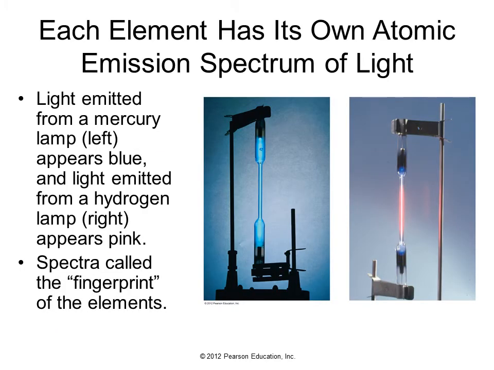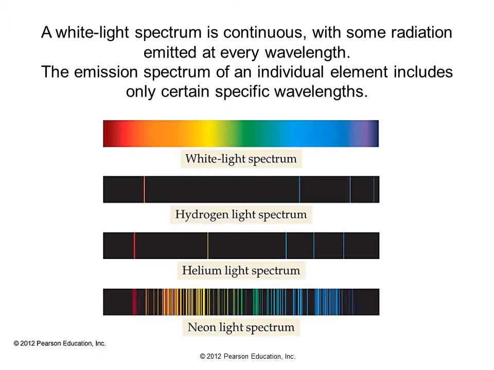Each element we know about emits its own spectrum, an emission spectrum. Mercury appears blue because its lines are predominantly in the blue region. Here's hydrogen, which appears a slightly pink color. The spectra are called the fingerprints of the elements. That's why we can look at light coming from the sun and know what elements are present.